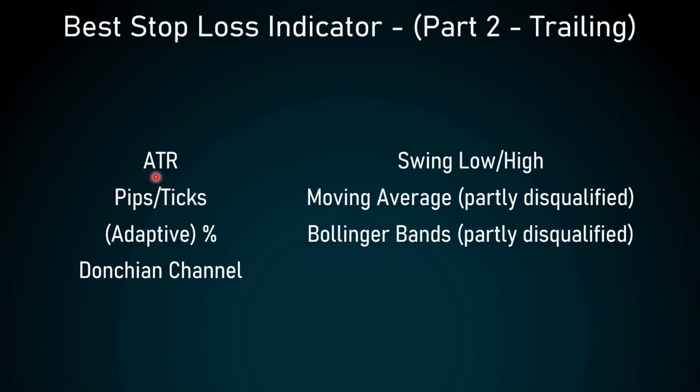So I tested an ATR-based trading stop loss, a pips or ticks based, an adaptive percentage based, a Donchian channel based, a swing low swing high based, a moving average based and a Bollinger Bands based. Now with the last two you can see that they are partially disqualified. And I will explain in a moment why that is.